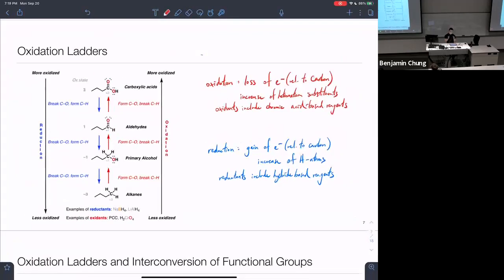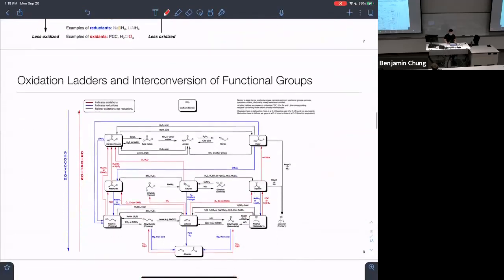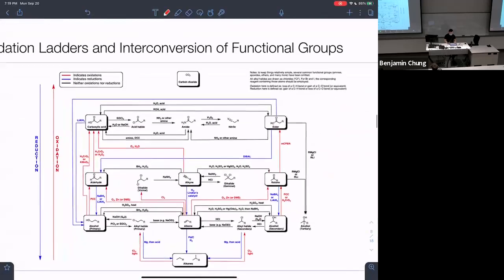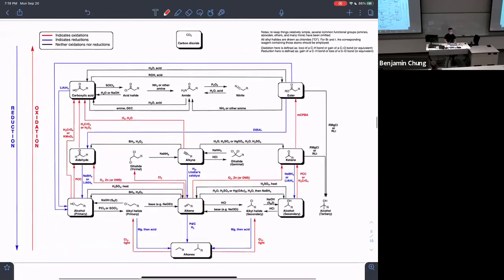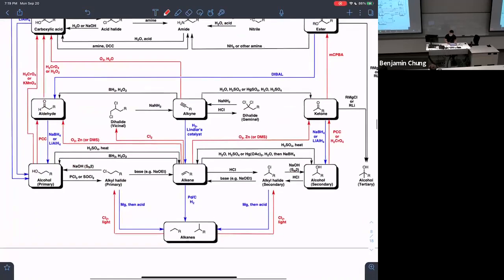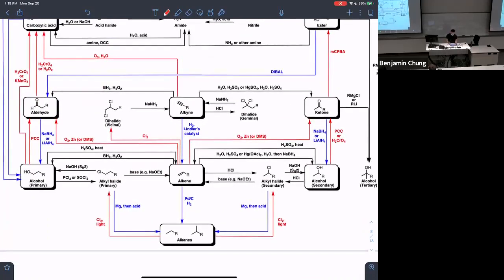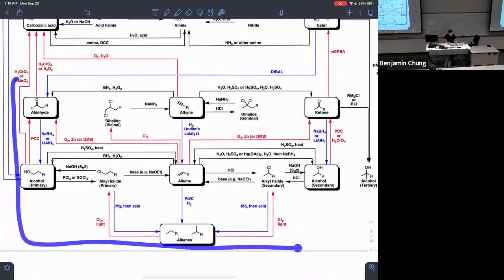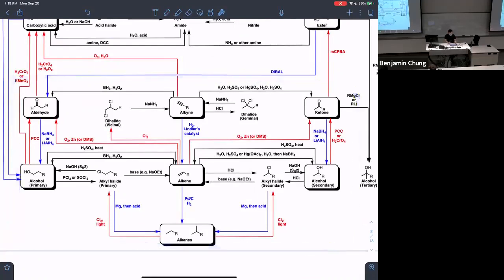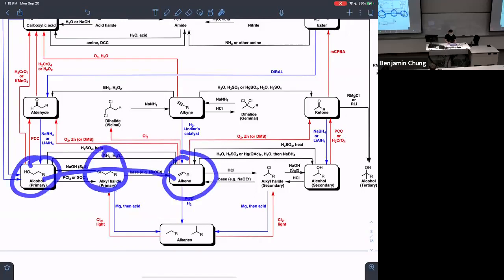So this is one oxidation ladder involving alcohols to carboxylic acids, but there's a more complex one, which is a more complete picture of all the reactions that you should have learned. I think it is really hard to see, so I'm going to try to zoom in as much as I can. We've mostly talked about everything in this bottom portion here. I had mentioned alkene chemistry and how we can turn that into alcohols and alkyl halides.